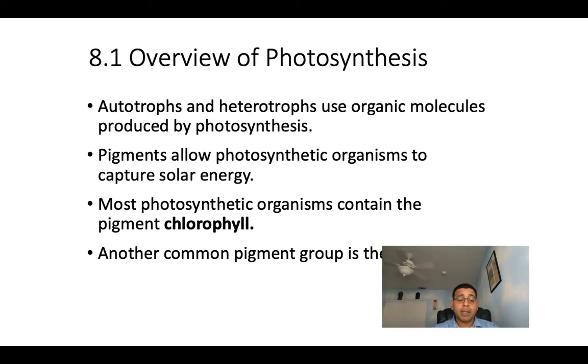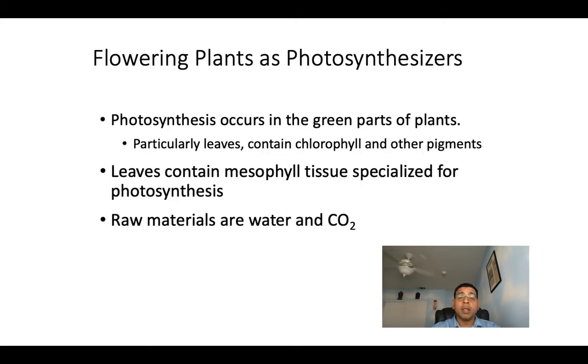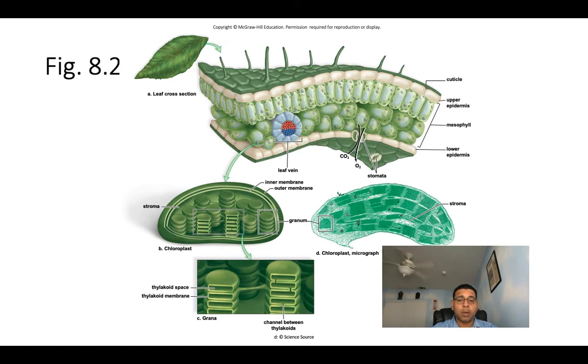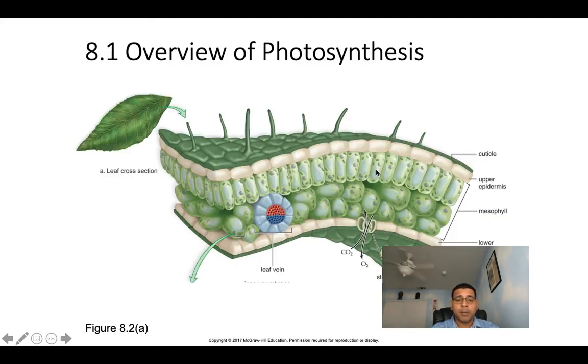Portions of plants, particularly the leaves, contain chlorophyll and other pigments. The leaf of a flowering plant contains mesophyll tissue, which contains cells that are specialized for photosynthesis. We'll jump a little forward to here. Here we've got a leaf. When we look at that leaf in greater detail, we can move to the next picture. Here we're able to appreciate the mesophyll of the leaf.